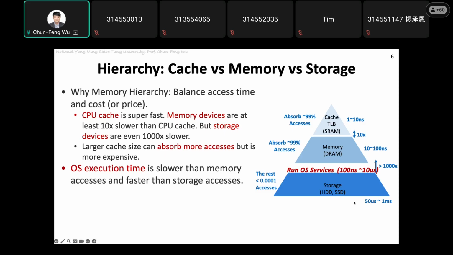So if one day those kinds of super short latency devices become so general, then we need to think about what kind of operating systems we should design. Okay, so coming back to our current situation, if our storage device is 50 microseconds to 1 millisecond, it is actually still quite slower than the operating system.